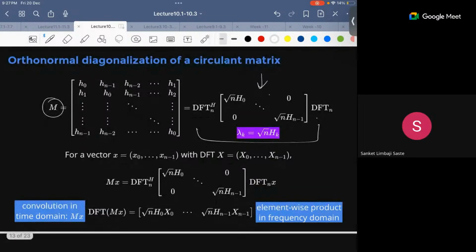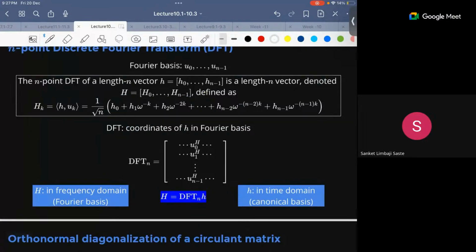Or the next part, what you can be asked to calculate is this value, the capital H, the coordinate of small h in the Fourier basis. How will you calculate that? Whatever the DFT matrix that you have, times h.